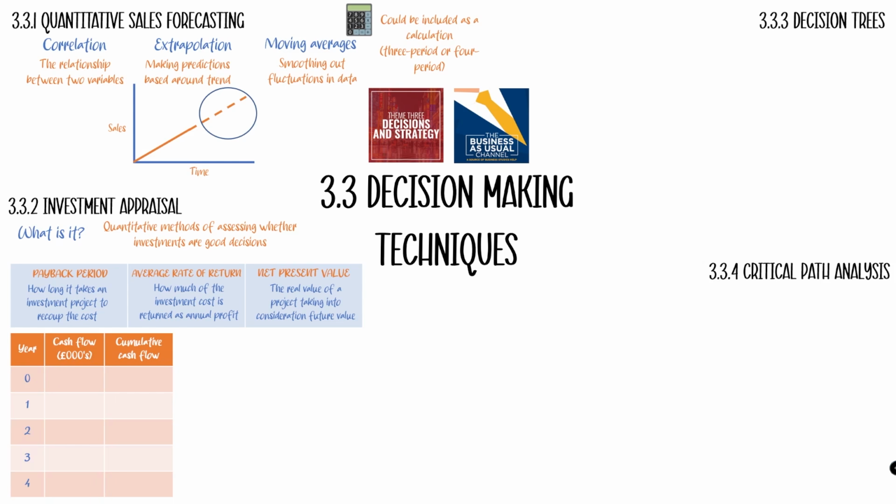Now, we need this table for investment appraisal, and we're going to add a little bit to this table in a short while when we do net present value. But for payback period and average rate of return, this is all we really need. And this could be set out in a few different ways. You might not get cash flow. You might get cash inflows and outflows, and therefore have to work out cash flow yourself. You might get cash flow given.